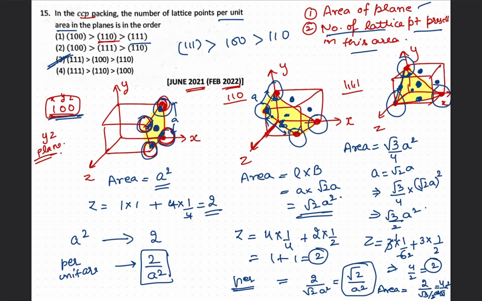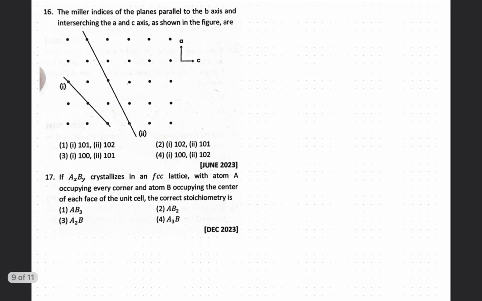If you're not getting that, you can see a proper 3D image on Google. From there you will get the idea. Okay, now is the 16th question. The Miller index of the plane parallel to B axis and intersecting A and C axis. Now see, this is parallel to B axis, so B intercept will be infinity. Okay, now you have to find A and C.